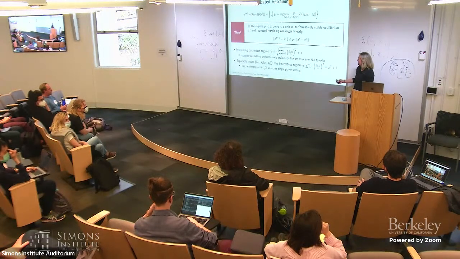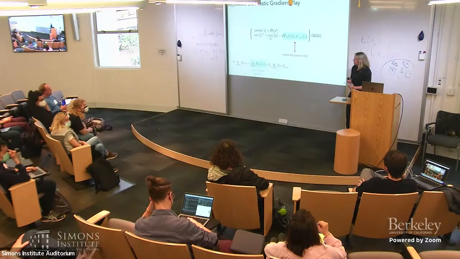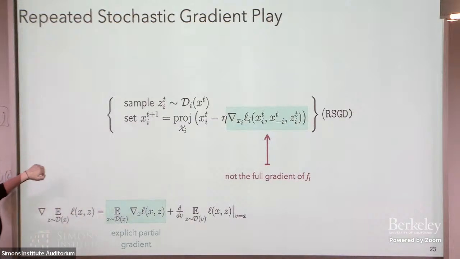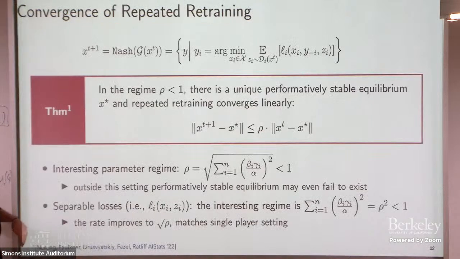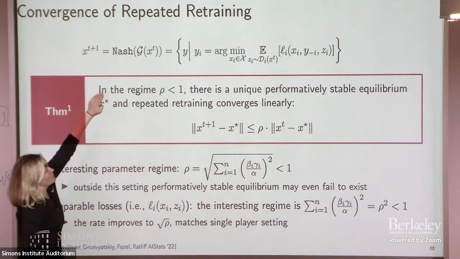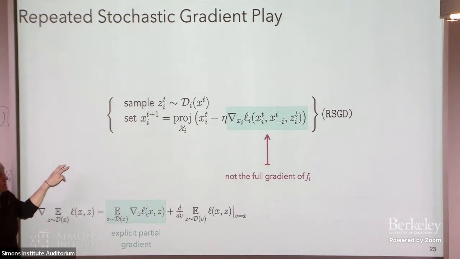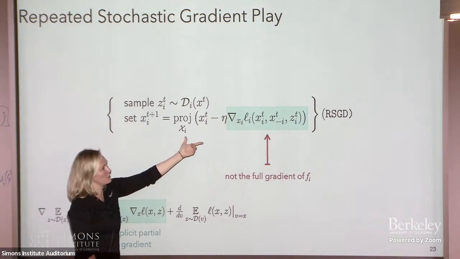Here, let me talk about how we can actually compute this. As we run this algorithm, we're not going to compute the Nash equilibrium at each instance induced by xt. Instead, we're going to run this repeated stochastic gradient play, and this will converge to the performatively stable point. In each step, players just do a myopic update following their individual gradient.